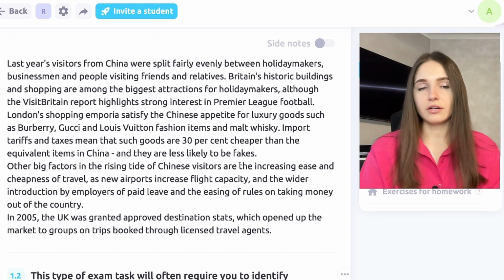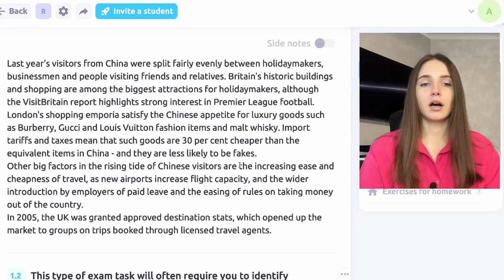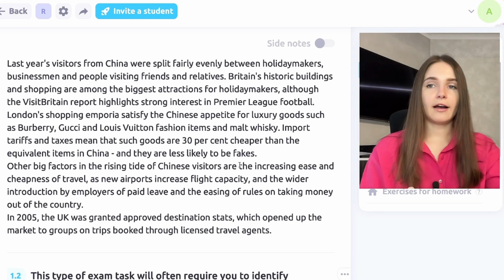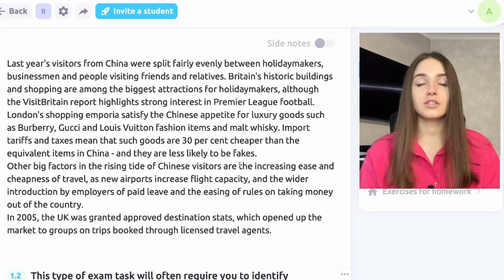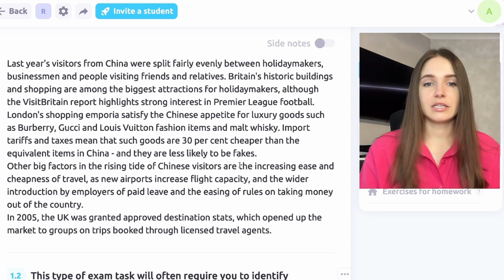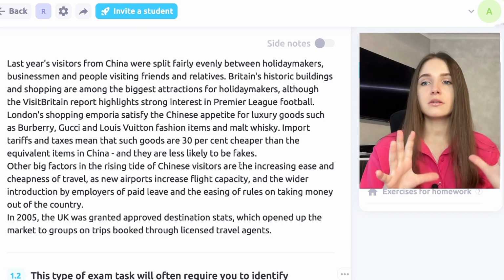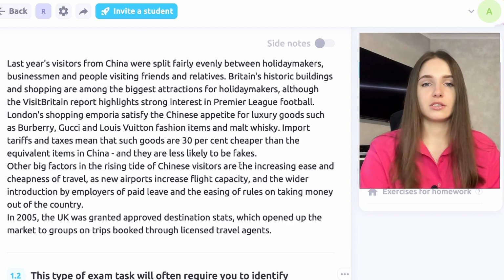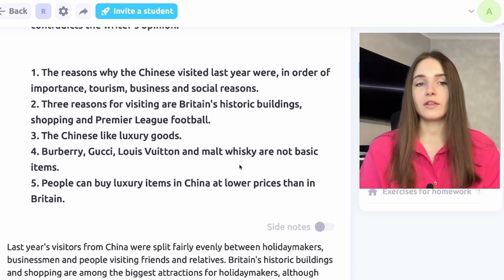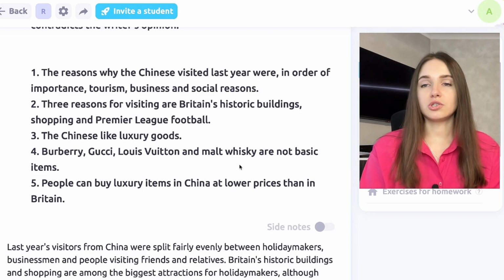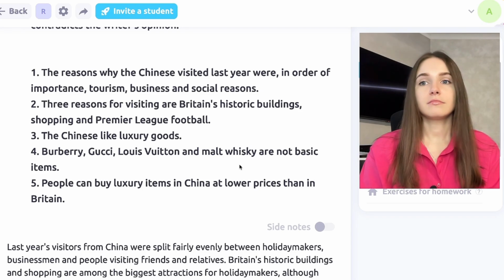When it's a real IELTS task, you will have the whole reading passage, and you will have to find the answers in the whole text. Here I just put two paragraphs where I found these answers. So we have 5 questions and all of them are about Chinese tourists visiting Great Britain.